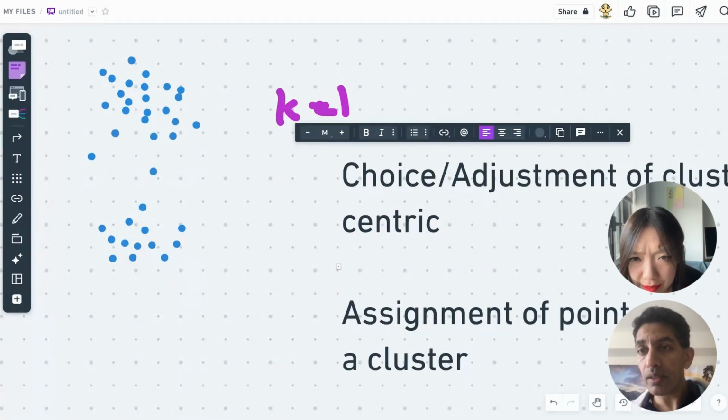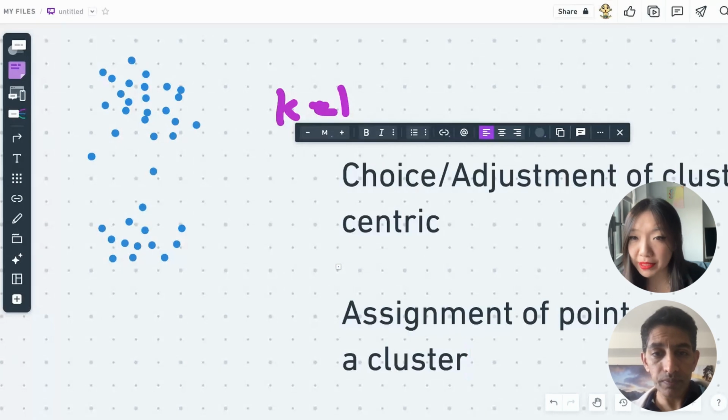Yeah, so you wrote choice slash adjustment of cluster. Is that meant to be centroid or center? Sorry about the typo. Centroid. Ah, gotcha. Okay.